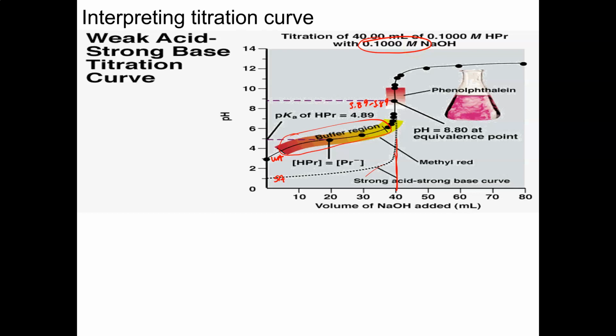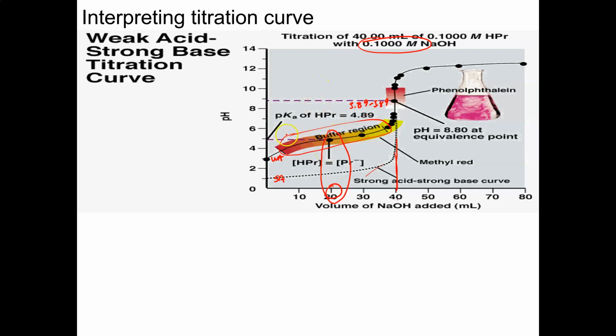The other thing to note about this: halfway from this volume, whatever this is, right here, that's your half equivalence point. At that point, the concentration of your weak acid and its conjugate is equal. It's a 1-to-1 ratio. That's important because that's where your buffer is the most effective. That's also where your pK is equal to your pH, right? At this particular point, you are equal.